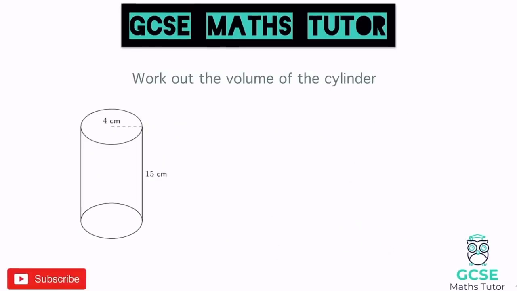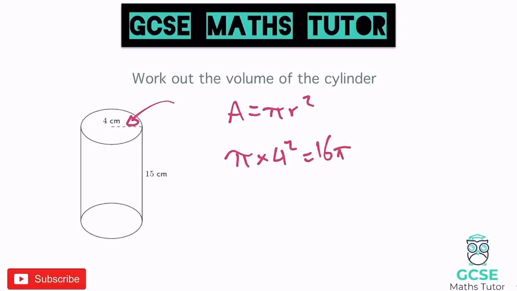So our cross section this time is a circle. All we've got to do is work out the area of the circle, remembering area equals pi r squared. So working out the area of that circle, it's pi times 4 squared, which again is 16 pi. We can write that as a decimal, but I'm just going to leave it as 16 pi for the moment so I don't have any rounding errors here.